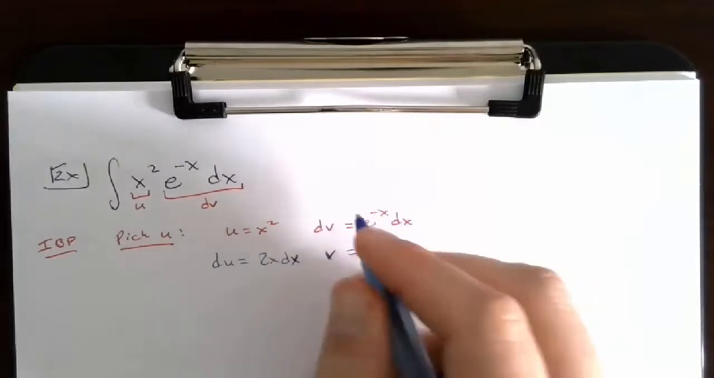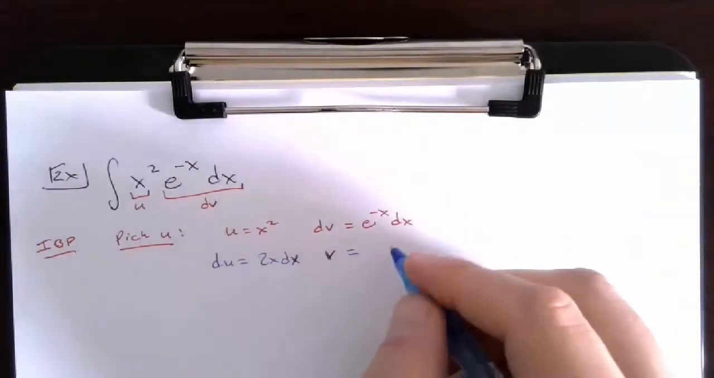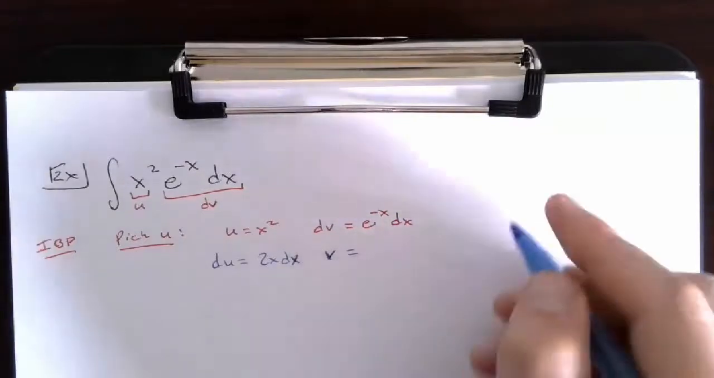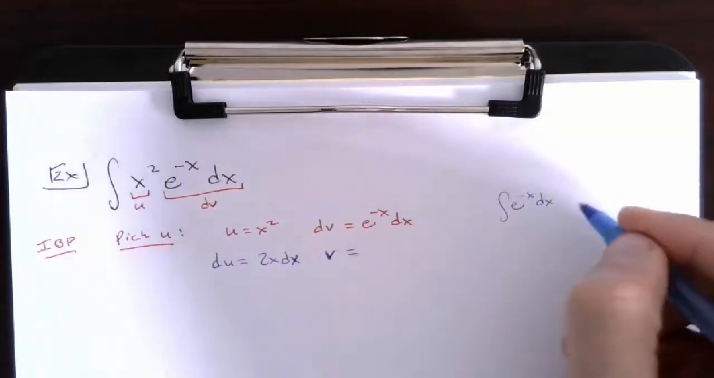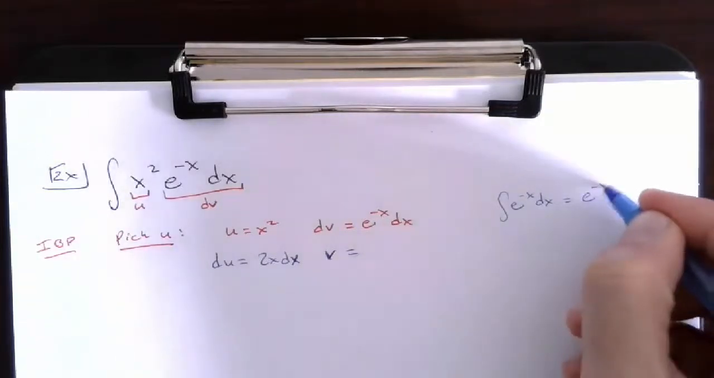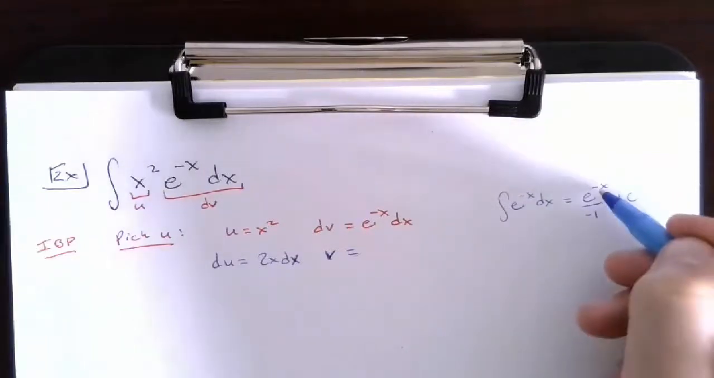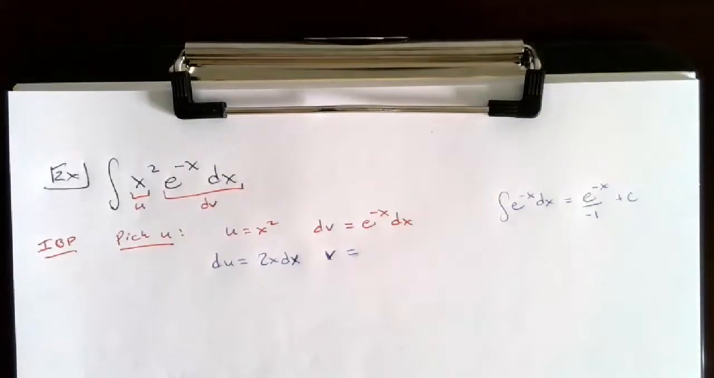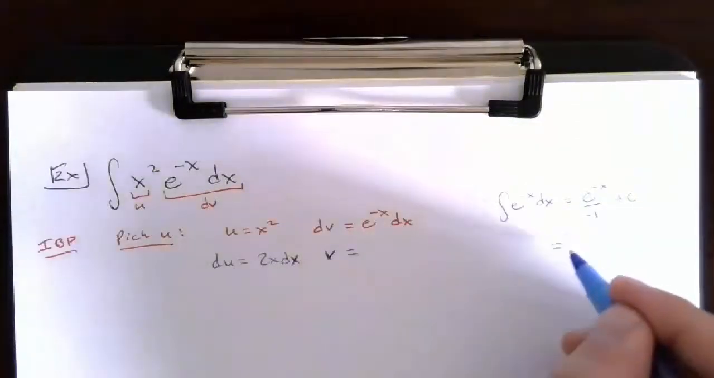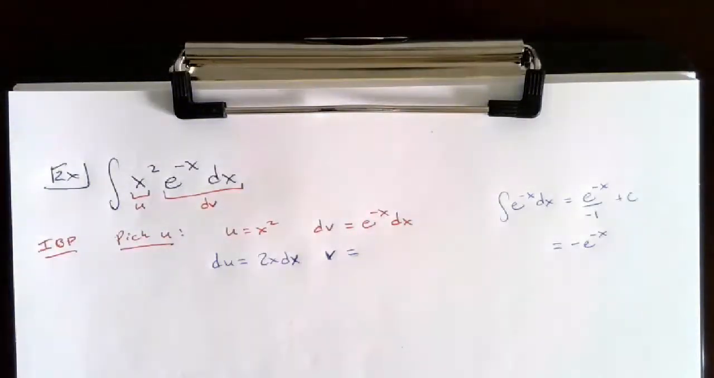So we take the antiderivative of e to the negative x dx. If you're not sure, remember the integral of e to the negative x dx, similar to what I just did in the last problem, this will be e to the negative x over negative 1 plus c, because negative 1 is the coefficient of x on that exponent. So in that case, this actually just ends up equaling negative e to the negative x, if I was just to write that out.